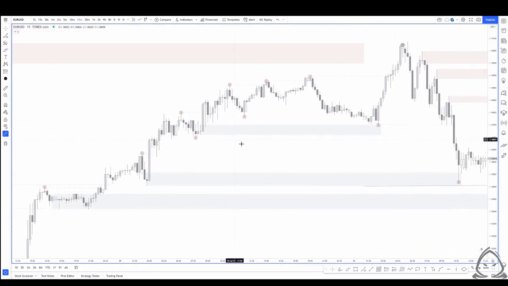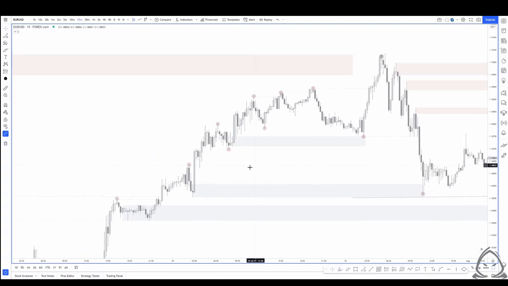If we look at this zone, what we can see again is we haven't actually swept any liquidity. So that doesn't actually add any value to that. It's just a break of structure.